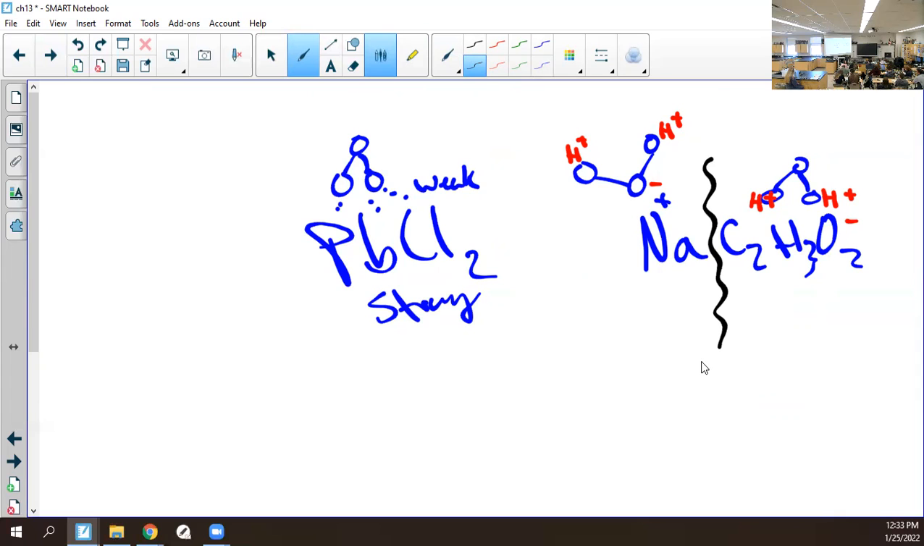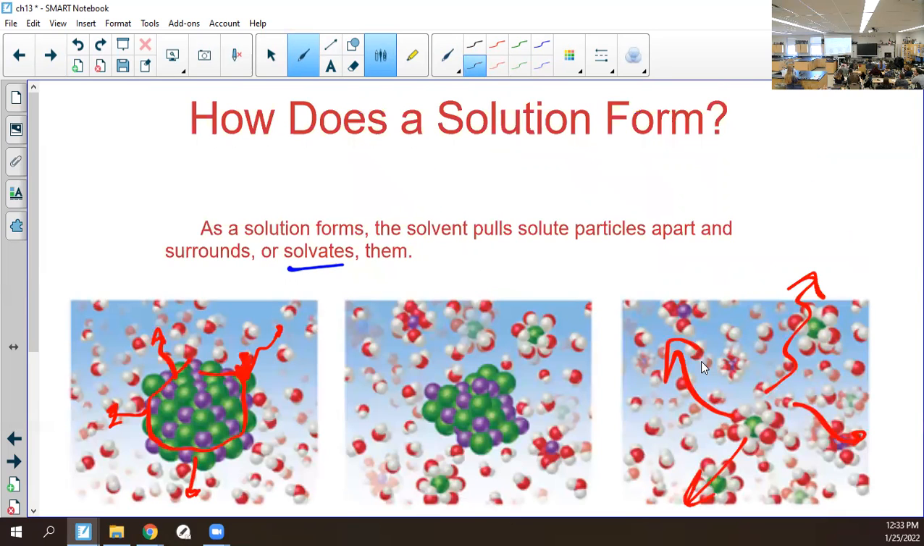Are we all right with why oxygen and sodium? I almost said nitrogen. That's embarrassing. Why that is the way we would line those water molecules up? Okay. I hope we are. How does a solution form? I bet you've always been wondering that. As a solution forms, the solvent pulls solute particles apart and surrounds or solvates them.